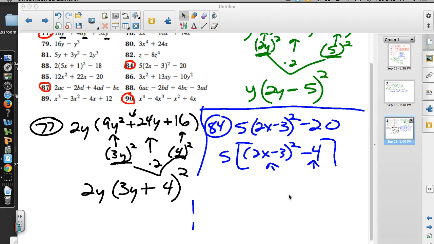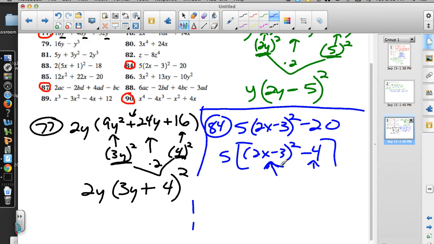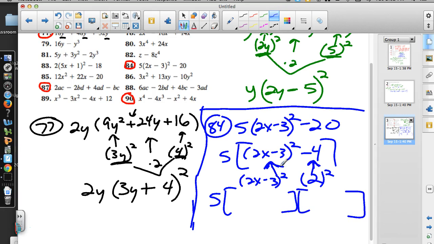Right, we take a 5 out of both of these terms, and we notice this is something squared, and this is something squared. This is 2 squared, and this is 2x minus 3 squared. So this is a little strange, but it is a difference of two squares pattern. So what we need is to know that the first term and the last term are going to be exactly the same, but because there's subtraction, we know that there's no middle term, and that means all we had was first times first and last times last.